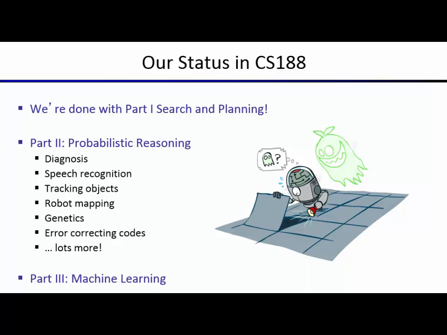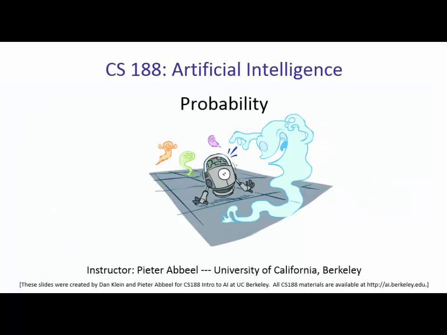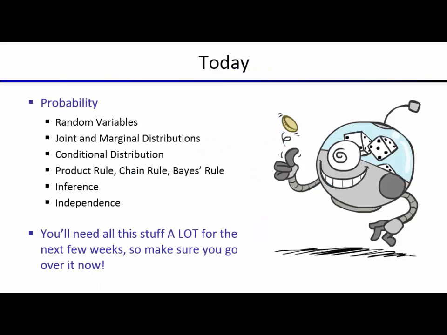And that'll be the machine learning part. Okay, so today is all about probability. The concepts we'll look at are random variables, joint and marginal distributions, conditional distributions, the product rule, the chain rule, Bayes rule, inference, which means doing computations with probability distributions, and independence, maybe if we get to it, most likely next lecture.